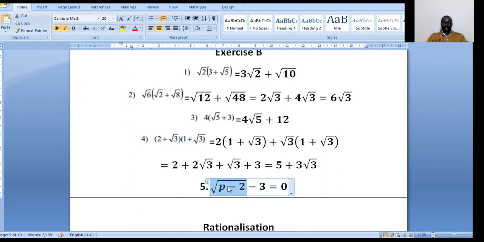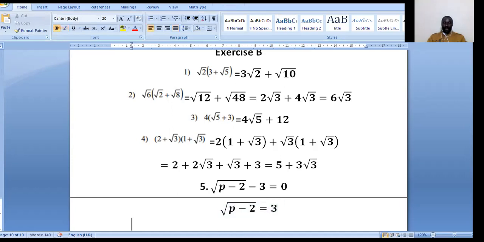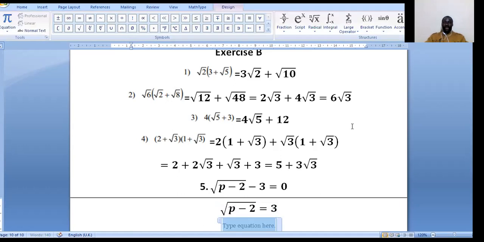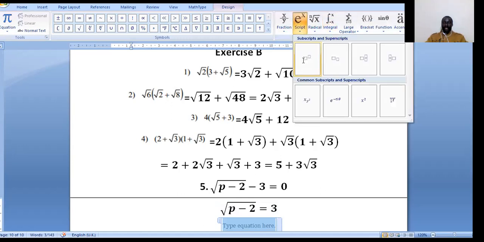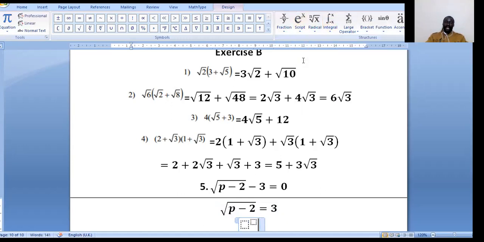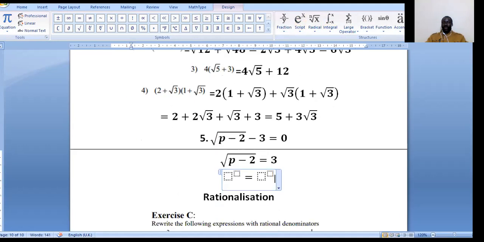So when we transfer 3 onto the right hand side, the left hand side will be left with what? The square root of p minus 2. Then 3 will be on the right hand side. It will be positive since it was negative on the left hand side. Then in the next step, what we want to do is to square the quantity on the left hand side. Then later, we also square the quantity on the right hand side. That is how we remove the square root sign.